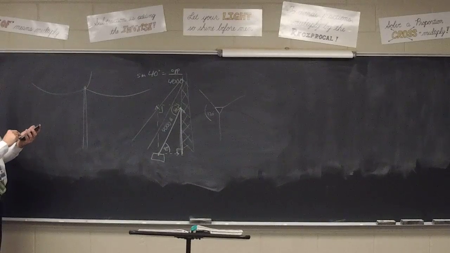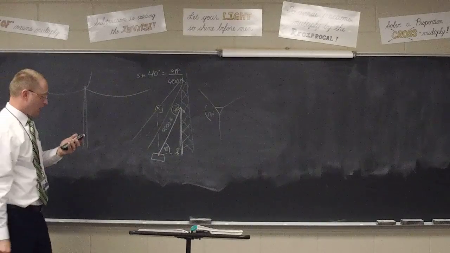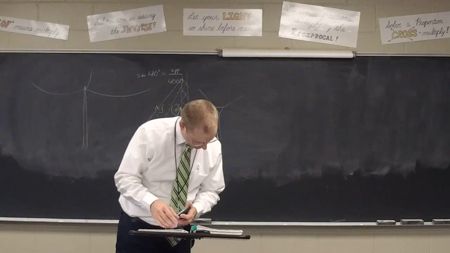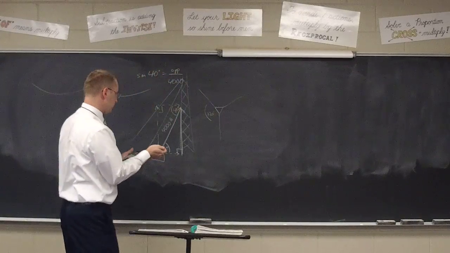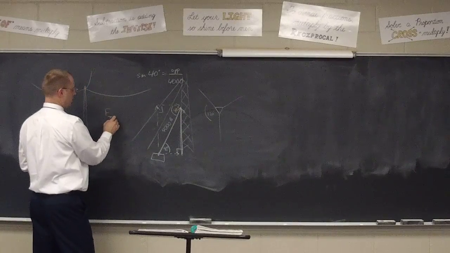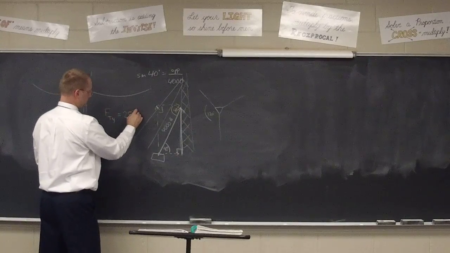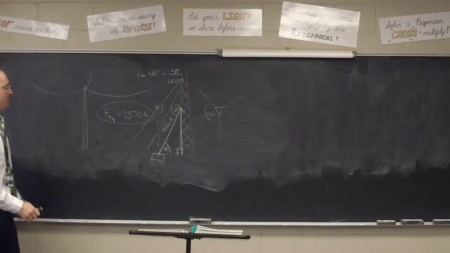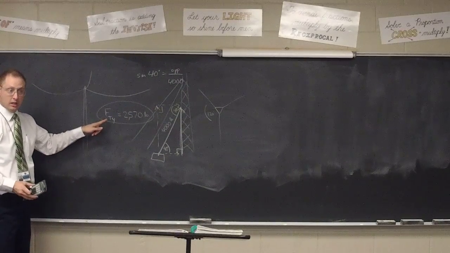2,571. All right, so over 2,500 pounds lifting upward. How much? Is it 3 sig figs? So we'll say 2,570 pounds is the tension in the Y.